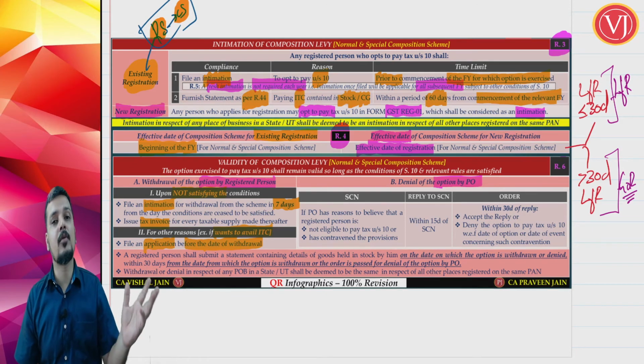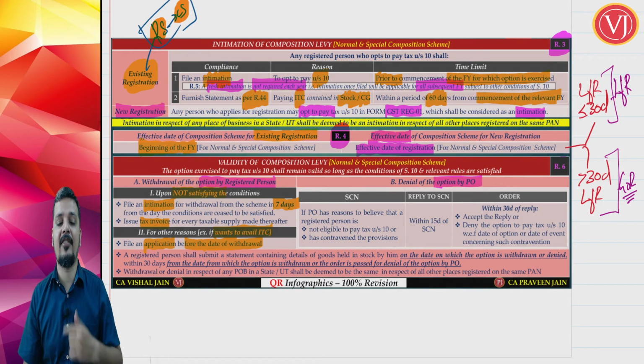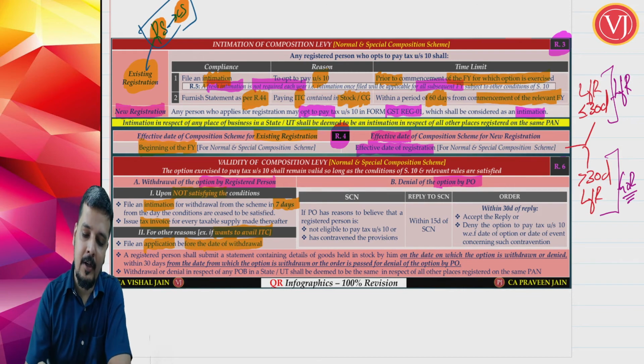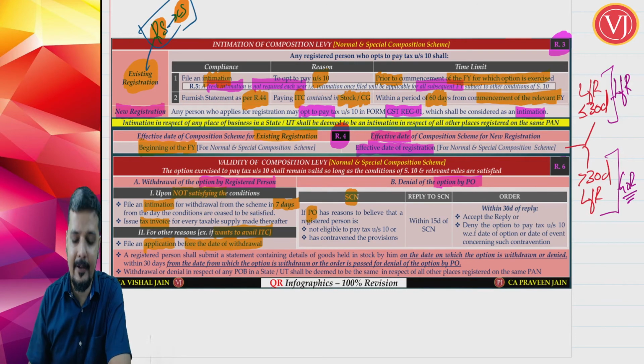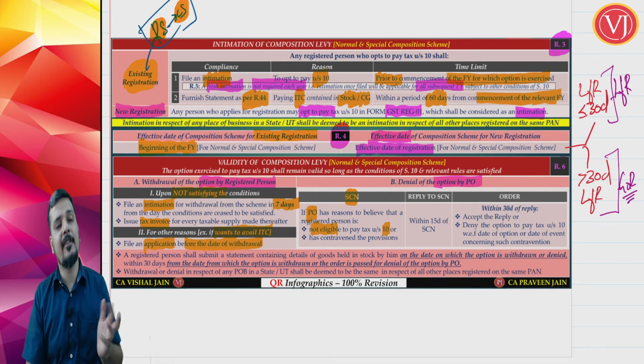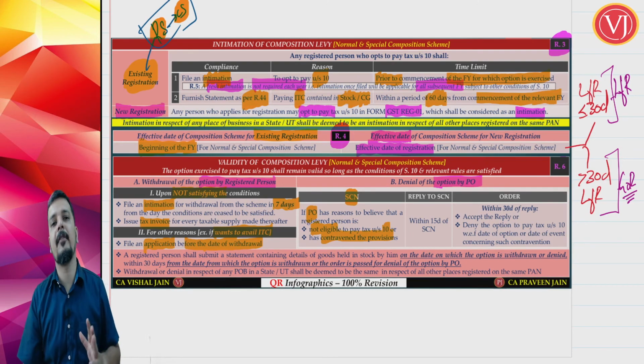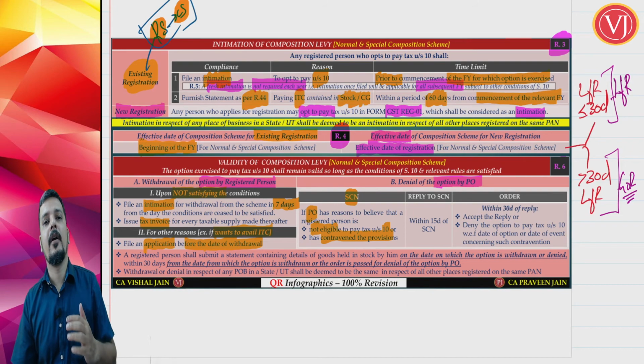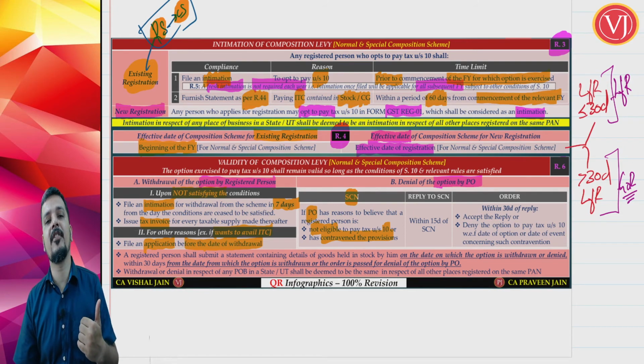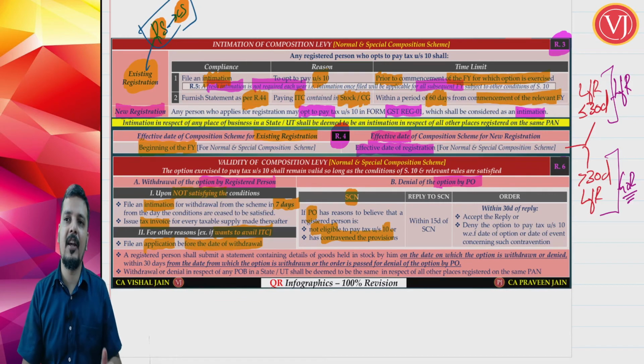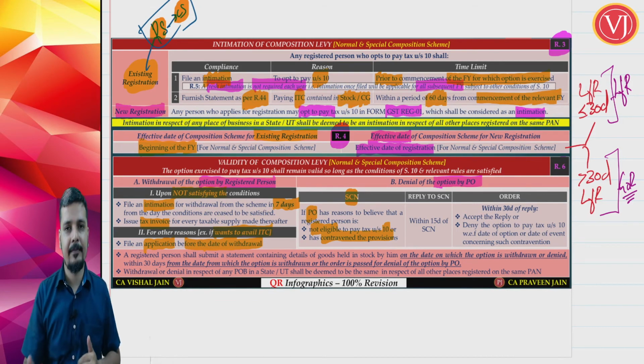The proper officer is throwing the assessee outside the composition scheme. Action is taken by the proper officer. Now, can he do it without the principle of natural justice? No. First, he has to give a show cause notice. So the proper officer has reasons to believe that either he is not at all eligible for the composition scheme, or he is eligible but he has contravened the provisions in between. See, either he is not at all eligible for the composition scheme ab initio, right from the beginning, or he was eligible for the composition scheme but he violated the conditions in between, right?